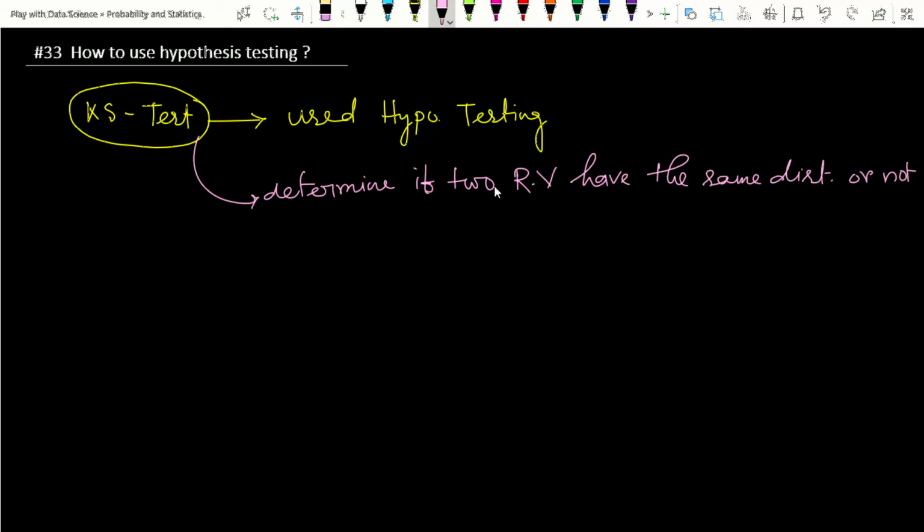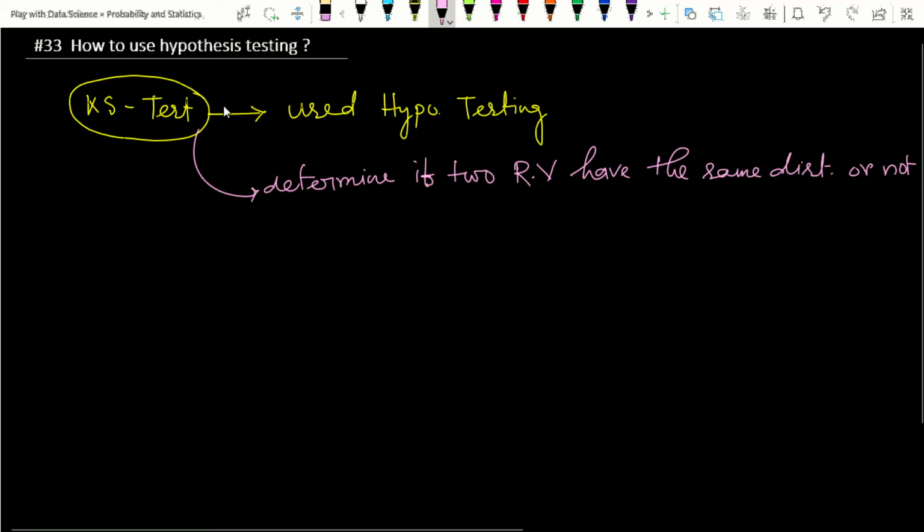That means we have two different random variables. If we are interested in finding whether these two random variables have the same distribution or not, we can simply use the QQ plot. In the QQ plot we need the help of a computer to plot things. But in the KS test, without the help of a computer, we can easily calculate whether the two random variables have the same distribution or not. So the KS test is based on the use of hypothesis testing. Let's try to understand the uses of hypothesis testing in different examples.